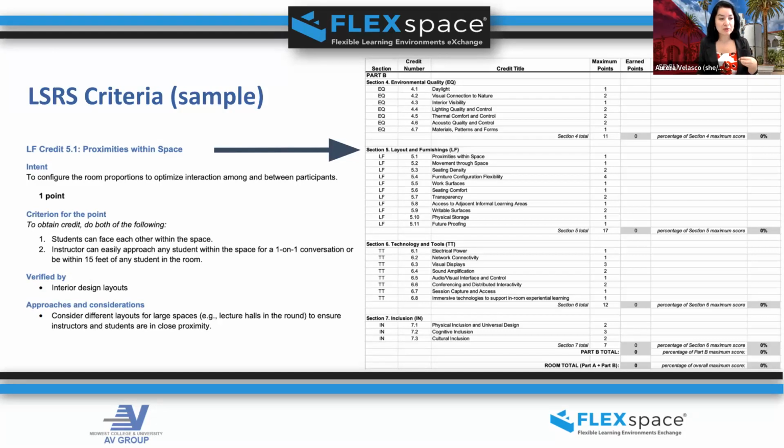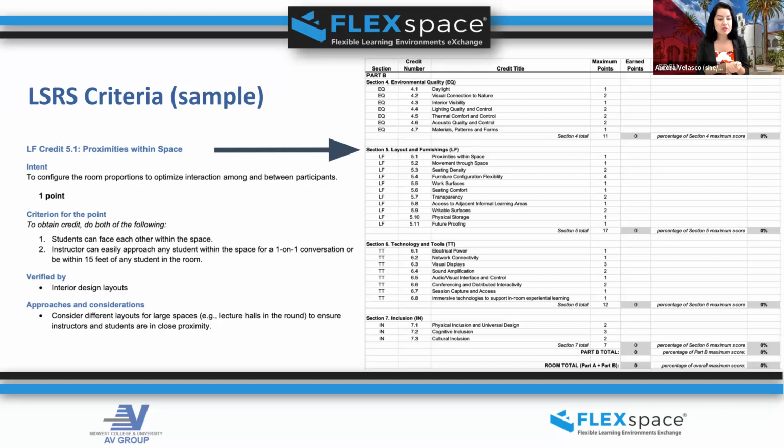So first, it gives the rater the intent. What's the purpose of this criteria? In this case, to configure the room proportions to optimize interaction among the participants. And there's 1 point possible. The next section details for the rater how this room will get that point or points. In order to obtain that point, it lists specific criteria the room must meet. In this case, it's about: can students face each other in the space for collaboration? And can the instructor easily approach students within the space?